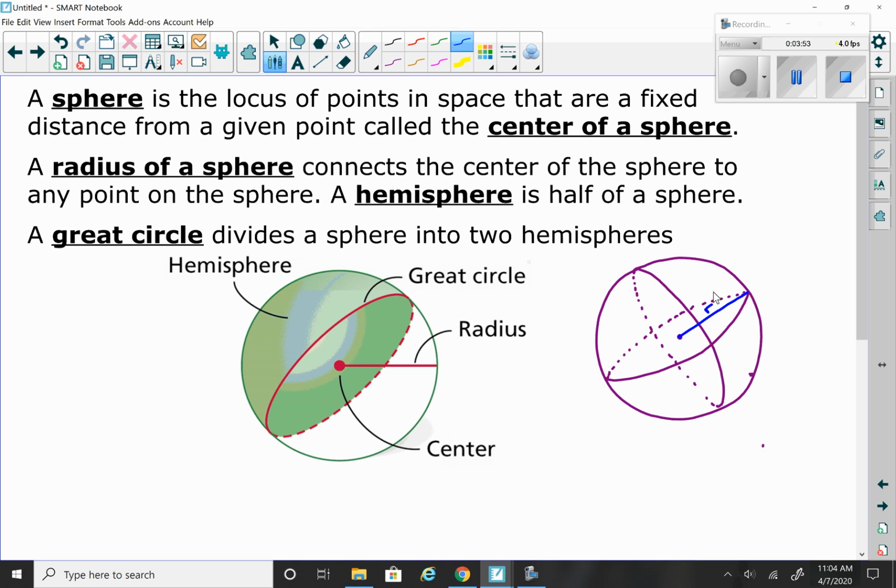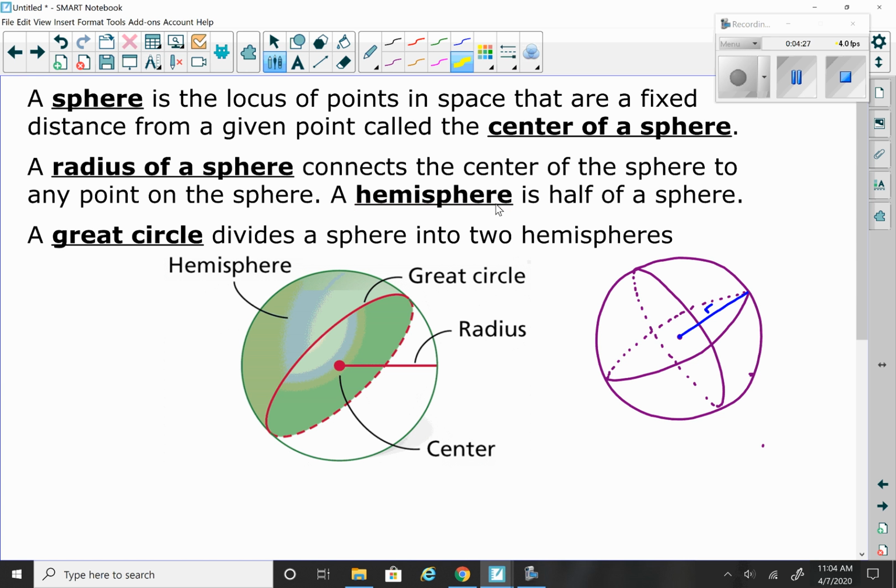So again, the great circle is kind of like this circle going through the middle. It's got to hit the center point. It's the biggest circle when you slice a sphere directly in half. And again, it can be going any direction, right? I could have a great circle going through this way, just as long as it goes through the center. So you can imagine taking a perfect sphere and slicing it right down through the middle. That creates a hemisphere. And that circular region is your great circle.